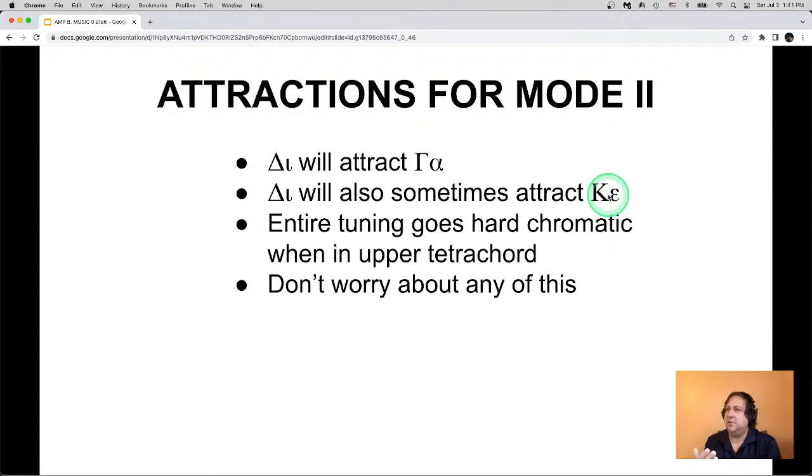Instead of going, that's a phrase you hear all the time in second mode. And then it'll go na, and it'll go into ke, soft chromatic. So the entire tuning generally goes hard chromatic when it goes up into the upper tetrachord. So it becomes hard chromatic.